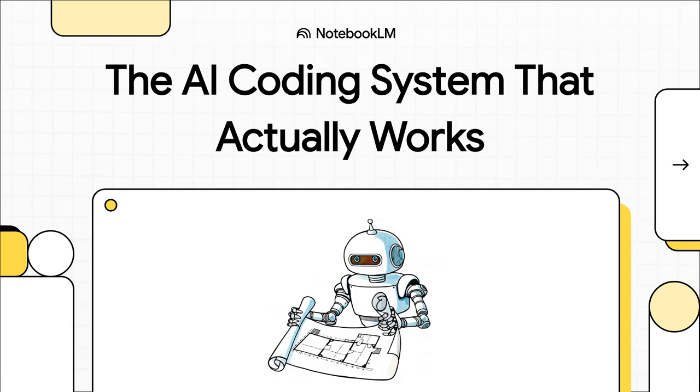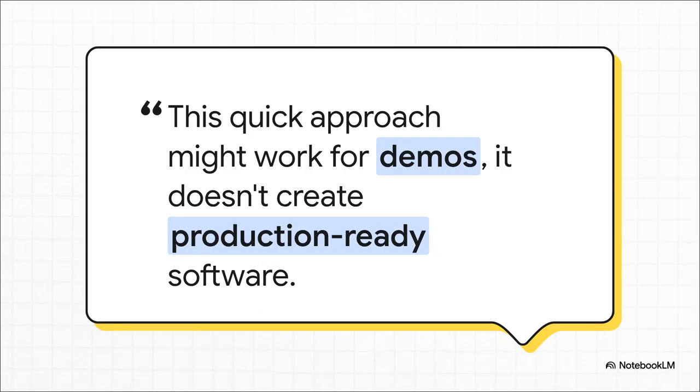Welcome to The Explainer. Today, we're diving into a structured system for building real professional-grade software with AI. We're talking about moving way beyond just simple demos. It's called the BMAD method, and honestly, it might just change how you think about coding with AI. And this quote right here, it just hits the nail on the head, doesn't it?